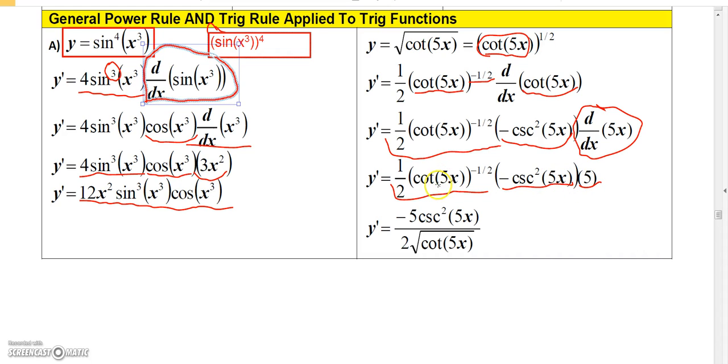Now let's talk about what's in the numerator and what's in the denominator. We know the 2 is going to be in the denominator, and we can move this to the denominator and change it to the positive 1/2 power. Remember, cotangent of 5x to the 1/2 power is the same as the square root of cotangent of 5x. Now what's in the numerator? I have minus this cosecant squared of 5x times 5. I'll put the 5 first, and I get minus 5 times the cosecant squared of 5x. And so now I have my derivative: minus 5 cosecant squared of 5x over 2 times the square root of cotangent 5x, and that is your derivative.